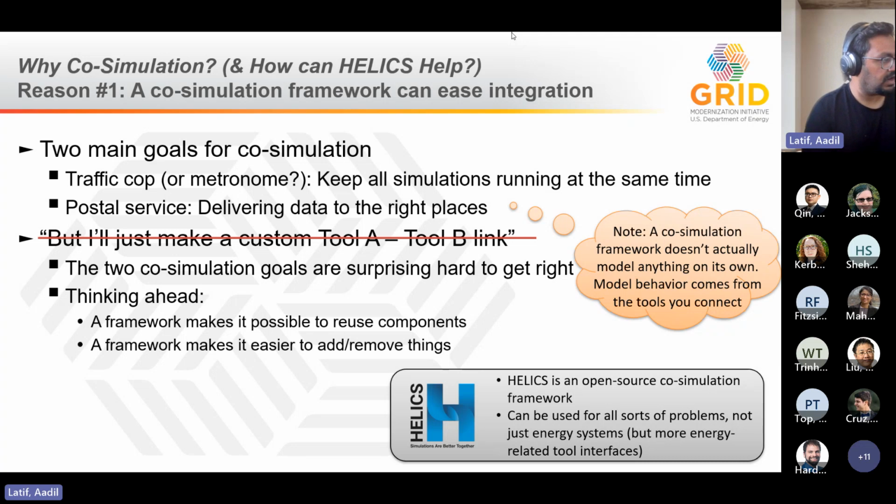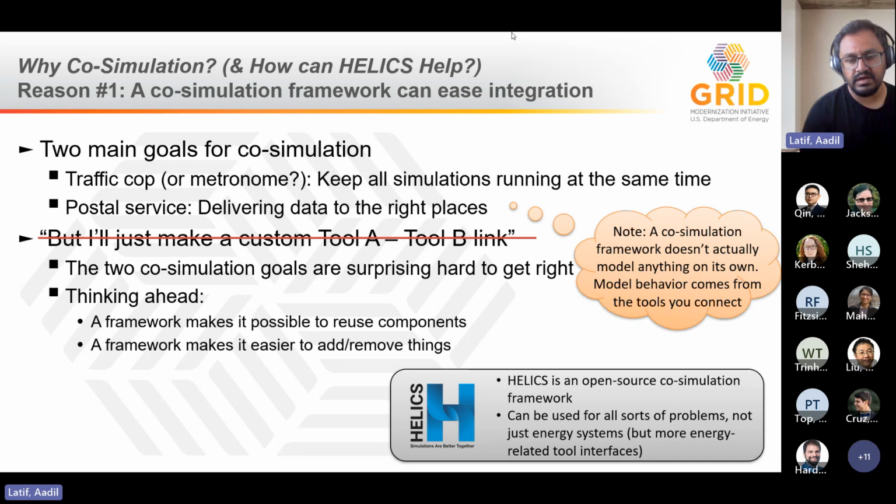A framework makes it easier to add and remove things, right? An example I gave you was transmission and distribution co-simulation. You've got a transmission simulator and a distribution simulator talking to one another. Now, if you wanted to add, say, a control layer on top of it, how would you do that when you've got directly coupled simulators? It's very difficult to do. With a co-simulation framework, it's very easy to add new federates to the federation, to have more simulators added to your use case in a sequential manner, and essentially make your co-simulation more and more complex over time.